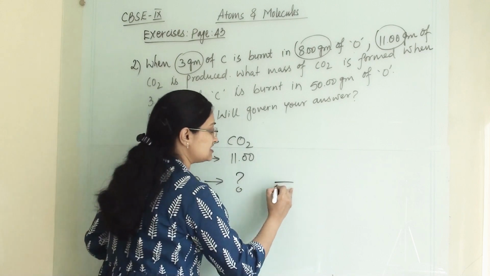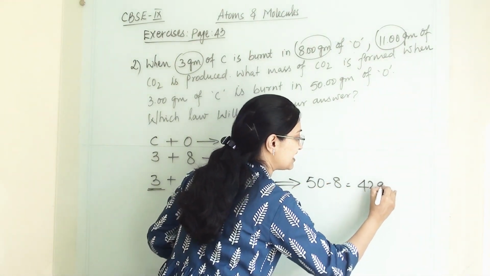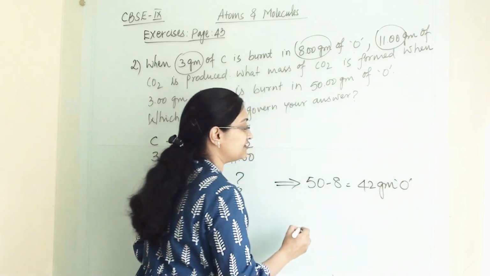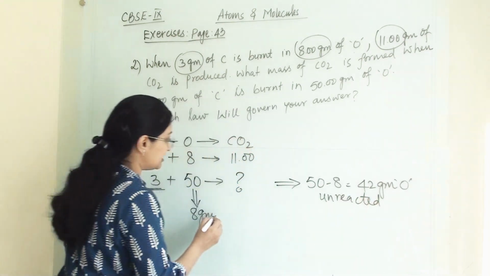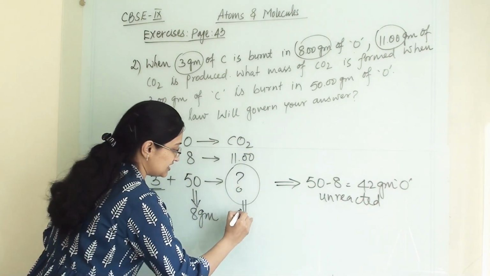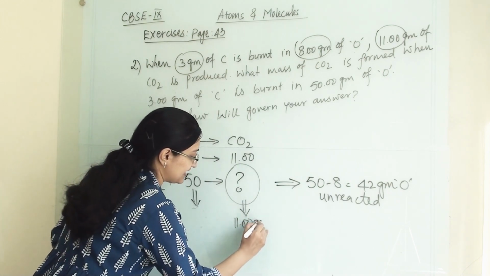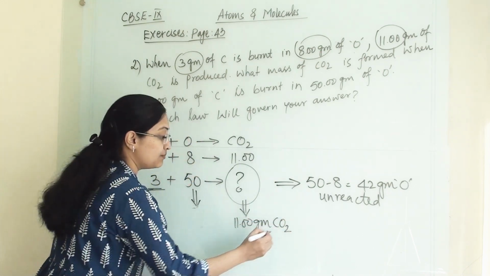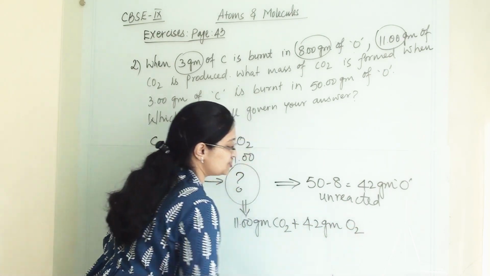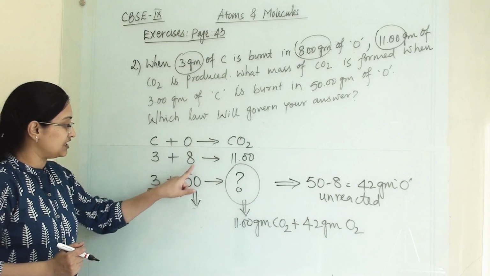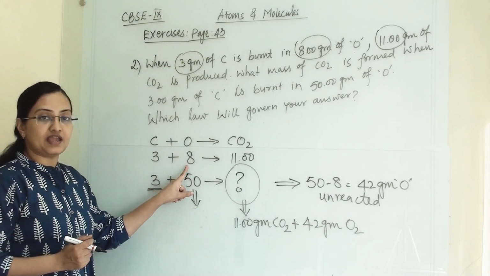So for this situation, 50 minus 8, so 42 gram of oxygen will remain unreacted. Whatever product we get here is 11 gram of carbon dioxide plus 42 gram of oxygen will be there, because this 50 will not be used completely. We required only 8.